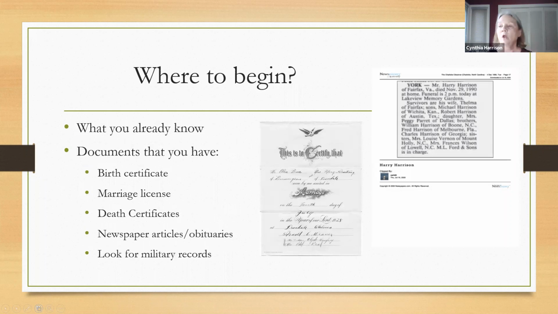Where to begin? Well, you're going to begin with what you already know. You know your name, you know your birth date, you've got your marriage date, all of that information we had a couple of slides ago. But you now need to start gathering your birth certificate, your marriage license, a death certificate for your parents if that's the situation. Look for newspaper articles and obituaries, especially in family Bibles or in boxes of pictures and other things handed down to you. You will find a lot of information. Look for military records. All of these documents are going to provide you with worlds of information. And from that information, you can go another generation back.